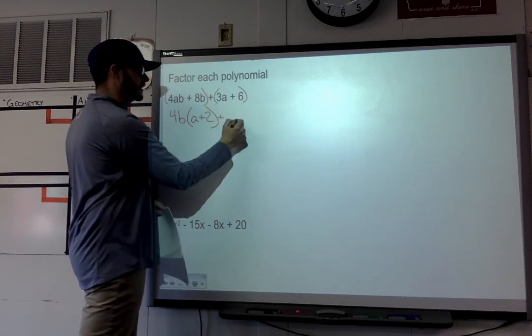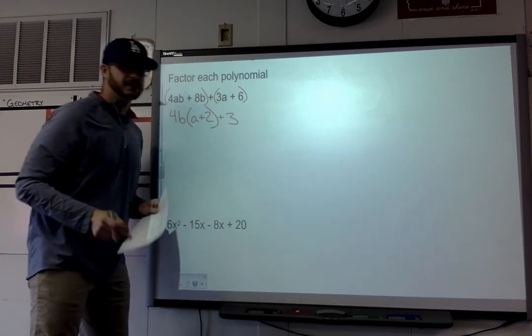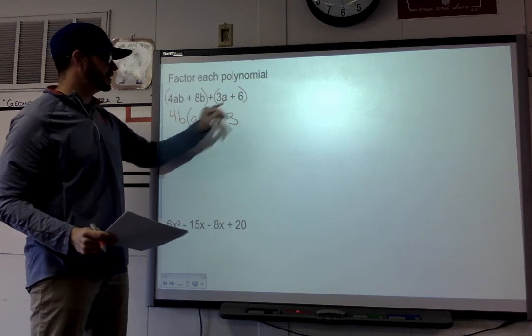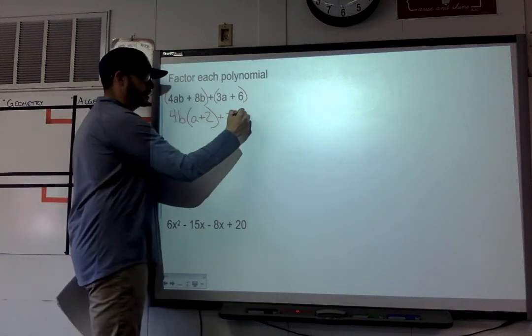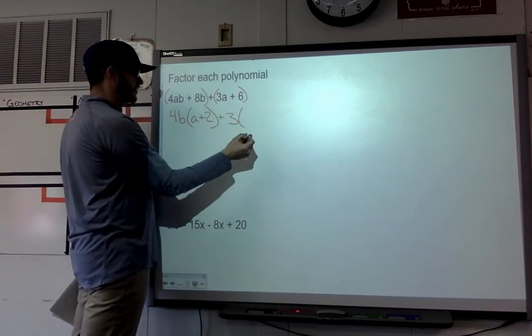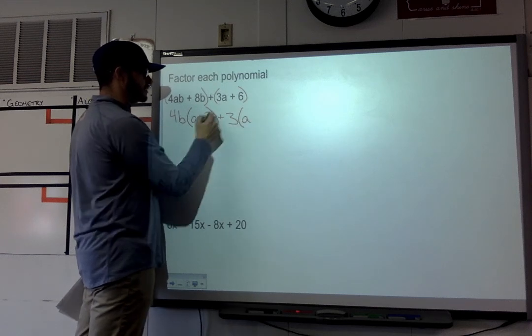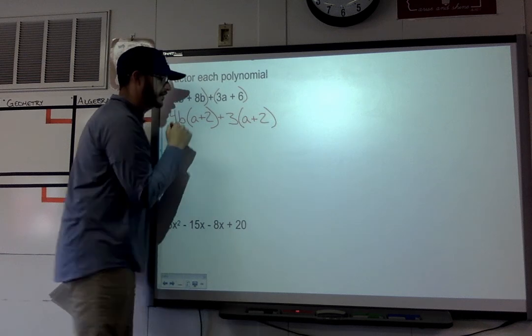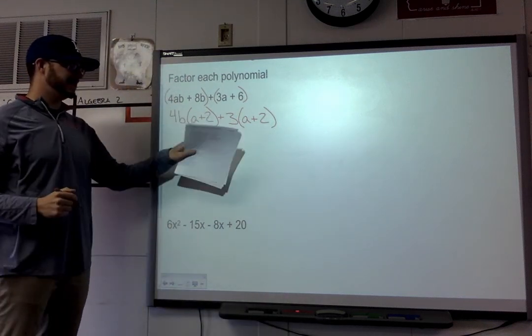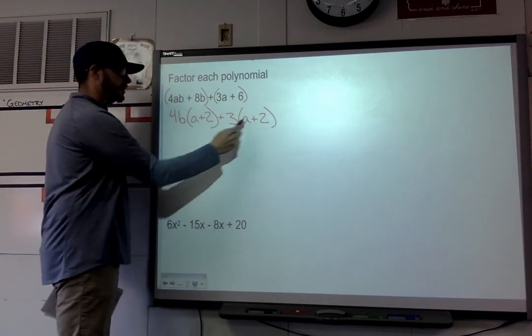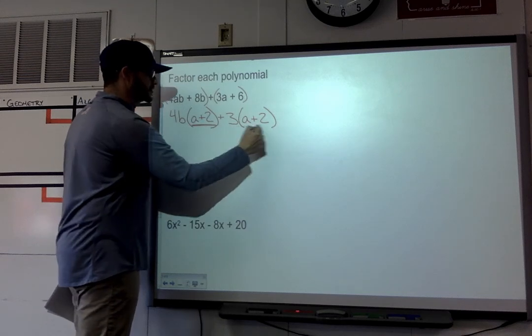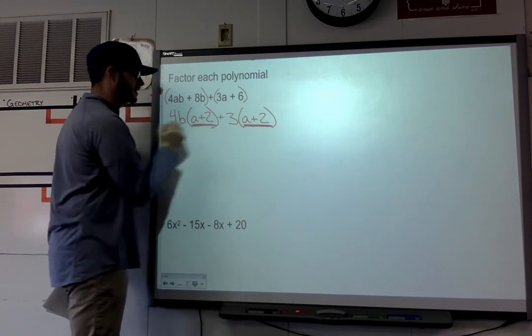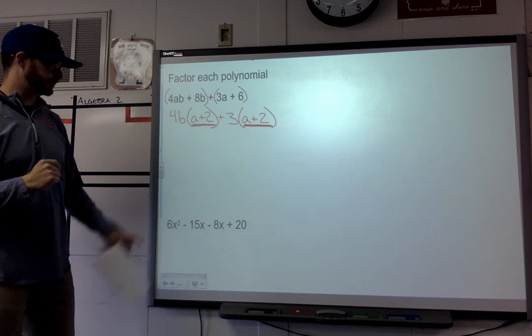We know that we can take a 3 out of each of those, and in this case, there is no variable that we can take out of both. So now, 3a divided by 3, we're left with a. 6 divided by 3, we have plus 2. Now the key here, whatever you're left with in these 2 sets of parentheses needs to be the same.